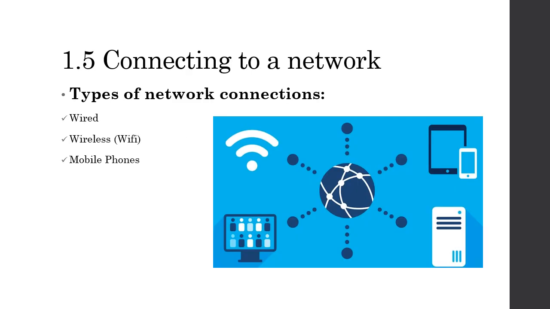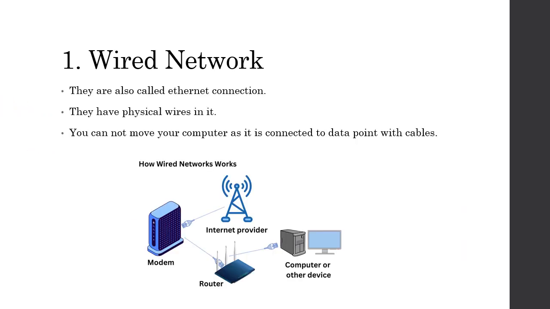Now 1.5, unit number 1.5, that is connecting to a network. There are several ways through which we can connect to the network. Number one is wired, number two is wireless through Wi-Fi, and number three is mobile phones. If we talk about the wired network, it is also known as an Ethernet connection. It has physical wires in it. You cannot move your computer as it is connected to a data point with cables.